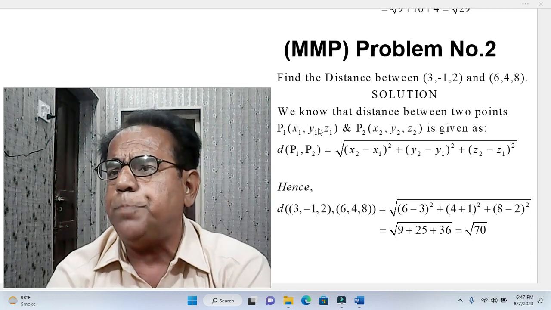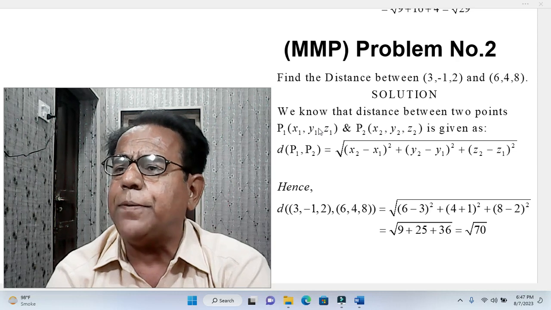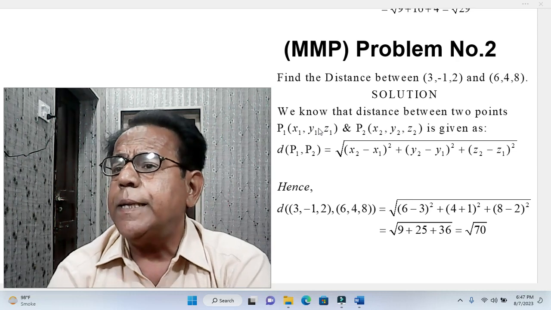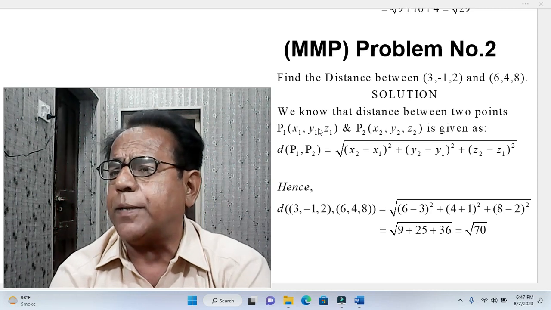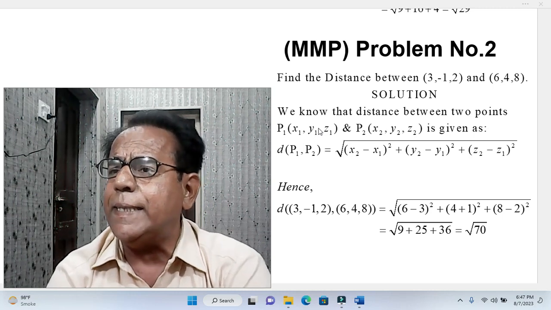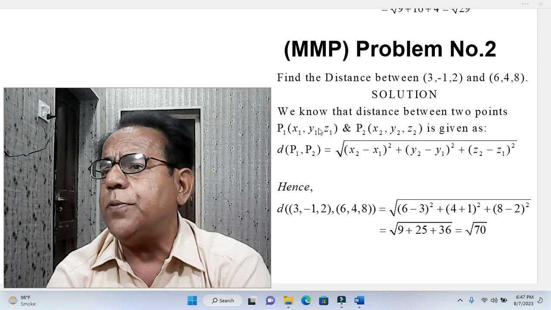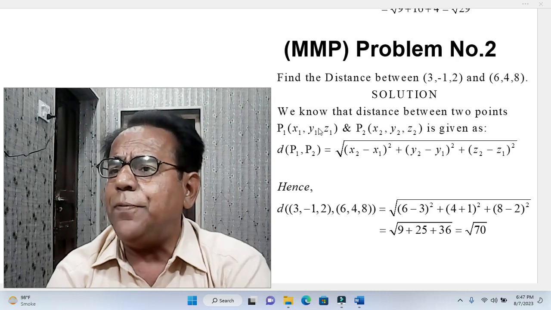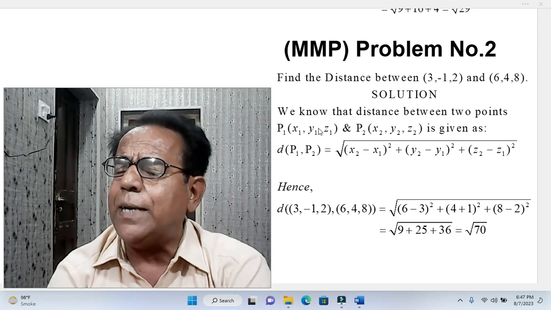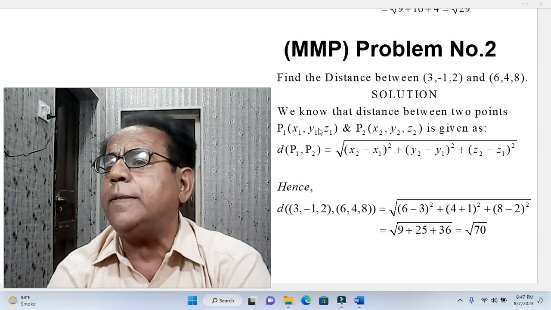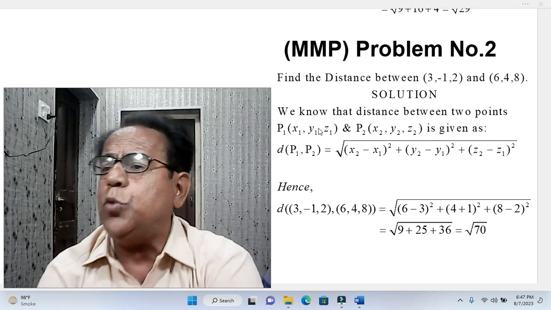So mathematical methods in physics. Problem number 2, find the distance between (3, -1, 2) and (6, 4, 8). Here x1 is 3 and x2 is 6, y1 is -1 and y2 is 4, z1 is 2 and z2 is 8.